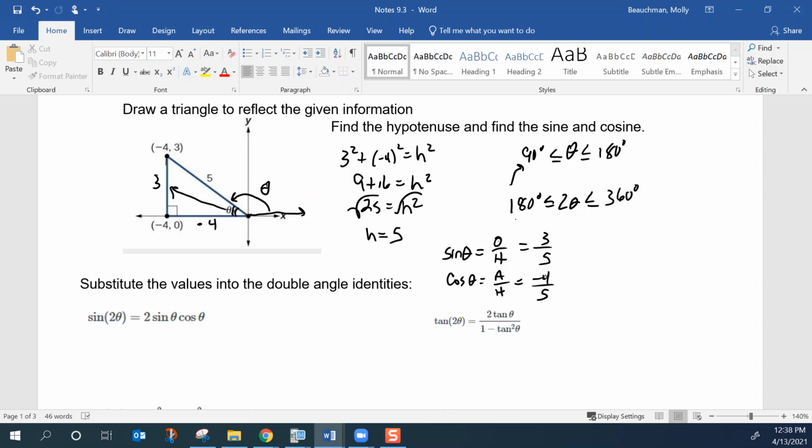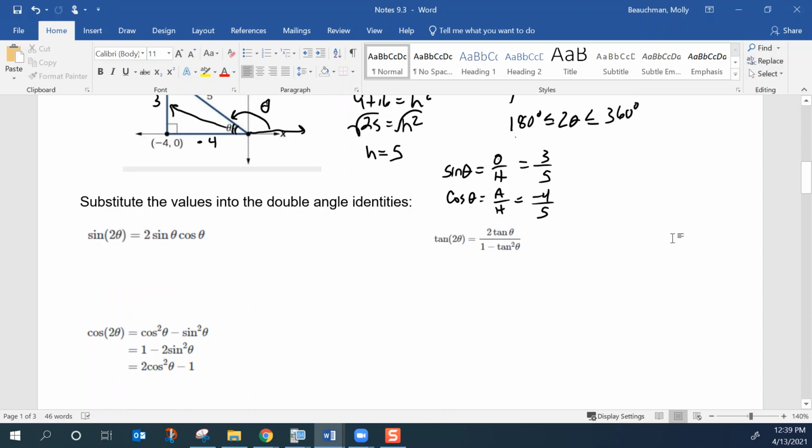So we're using these values, positive and negative values, and then we'll end up with the correct sine of our double angle. So the sine of 2 times the angle is 2 times the sine times the cosine. So we substitute our values in for sine, which is 3/5, and cosine, which is -4/5. And we end up with 2 times 3 is 6, times 4, negative 24 over 25.